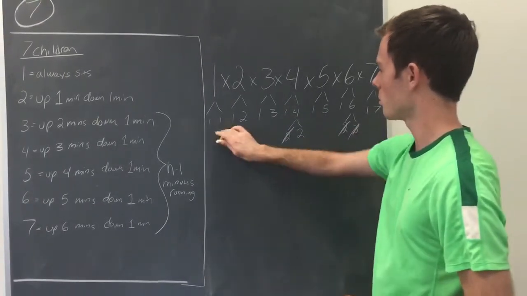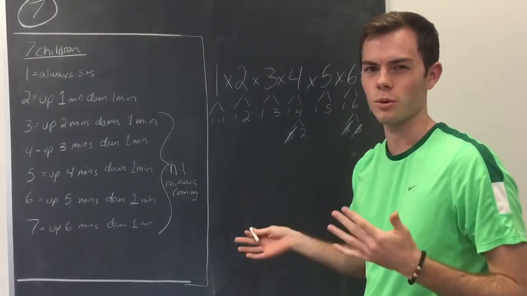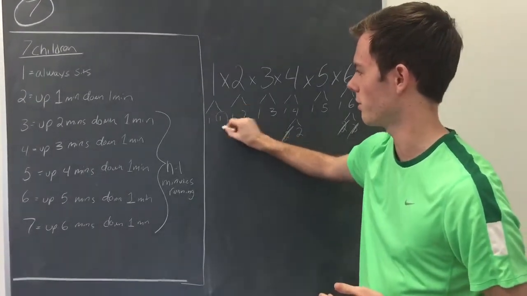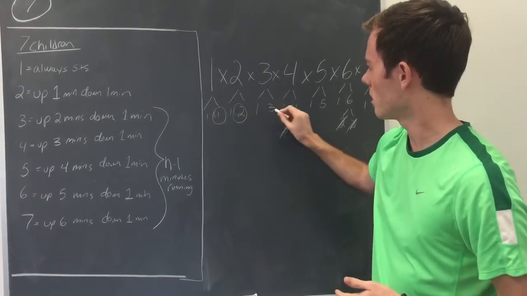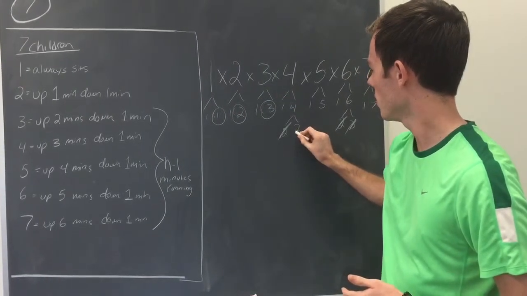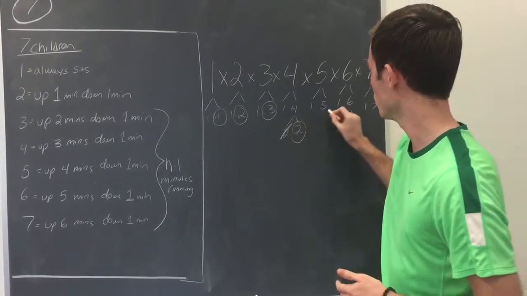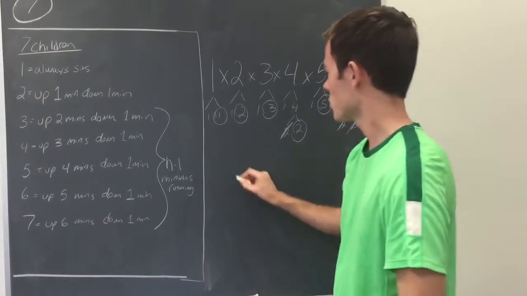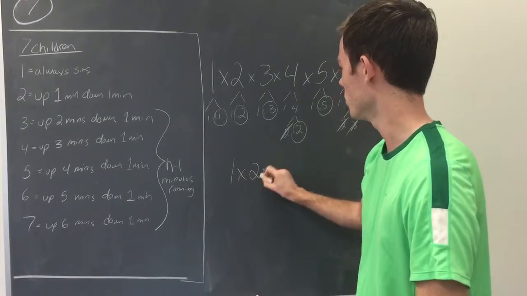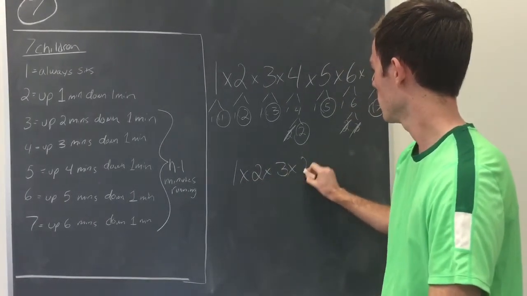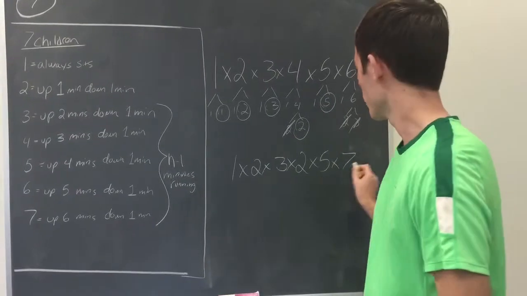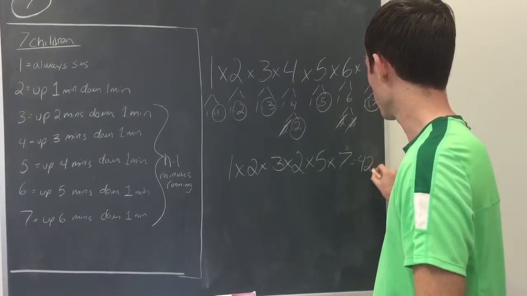So now you want to look at these numbers and multiply them together. And since 1 times 1 is 1, you can ignore a lot of those, so just count for one of those. So you have 1 times 2 times 3 times 2 times 5 times 7. So when you multiply 1 times 2 times 3 times 2 times 5 times 7, you get 420 minutes.